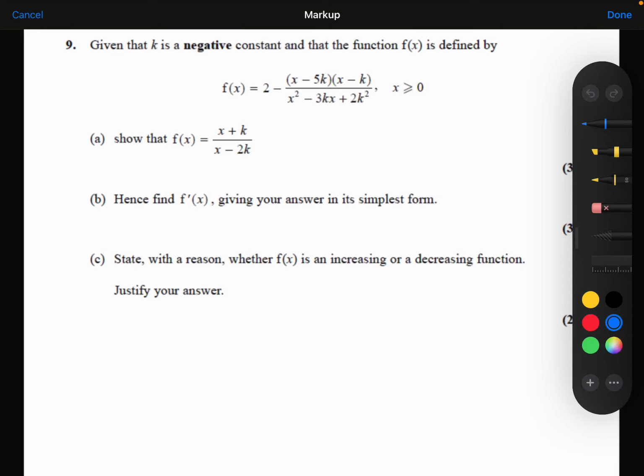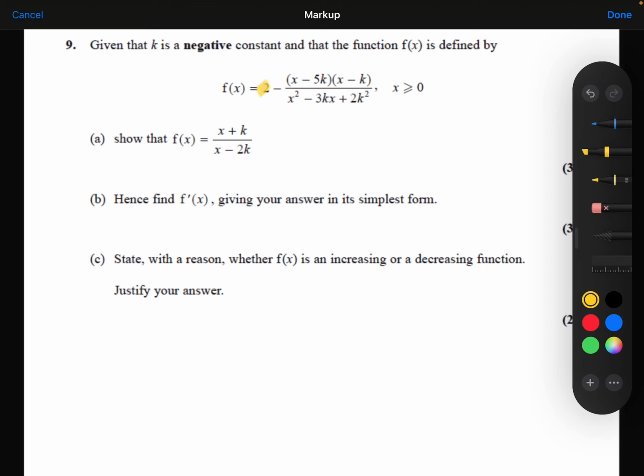Given that k is a negative constant and that the function f of x is defined by f of x is equal to 2 minus x minus 5k over x squared minus 3kx plus 2k squared, where x is greater than or equal to 0. Part A, show that f of x is equal to x plus k over x minus 2k.